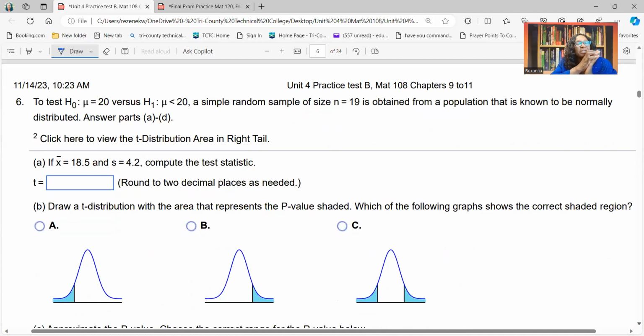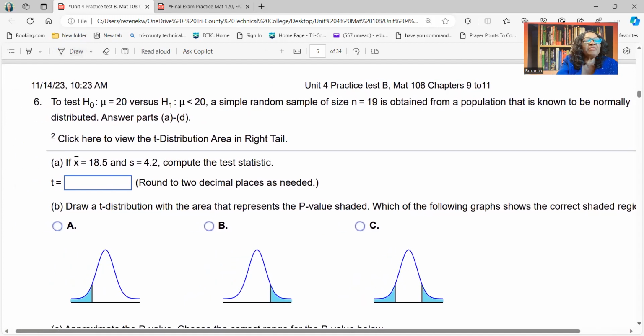Anyway, to test H0, mu is equal to 20 versus H1, mu is less than 20. What kind of test is number 6? What kind of test? Right tail, left tail? What kind of test is that? Look at what you are given. It's a left tail test. It's a left tail test.